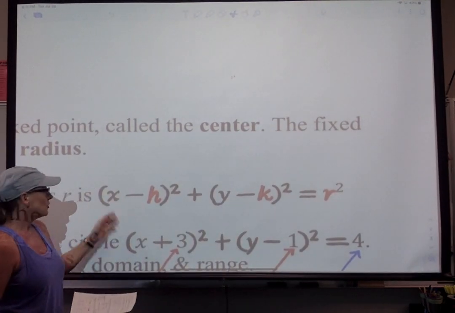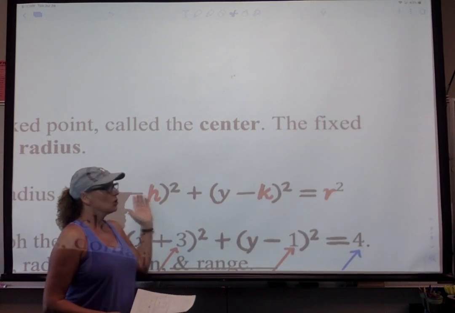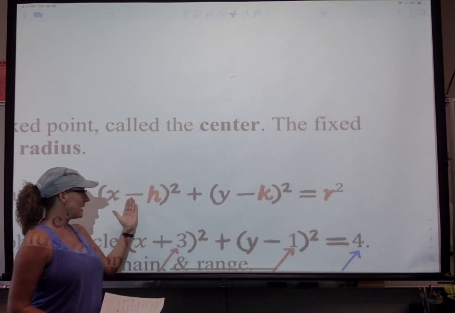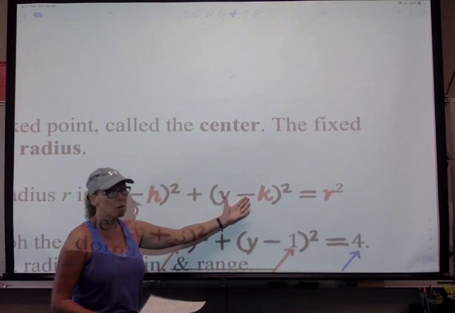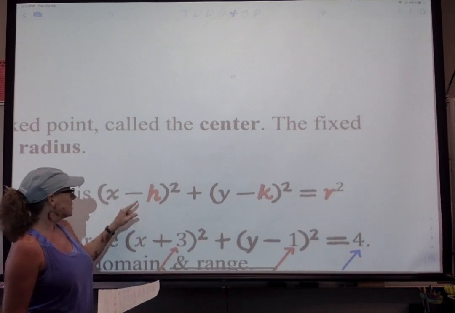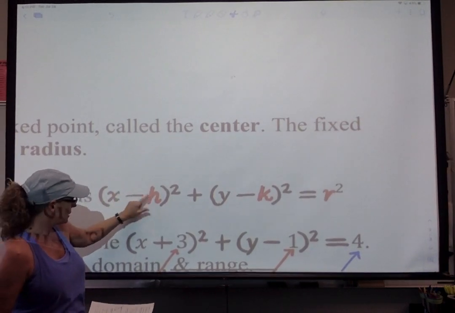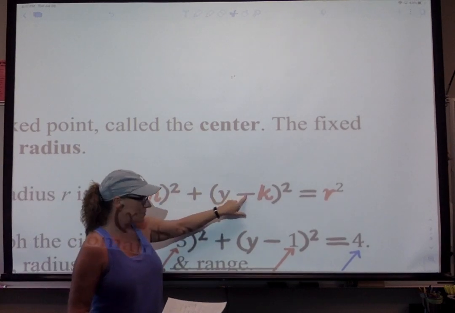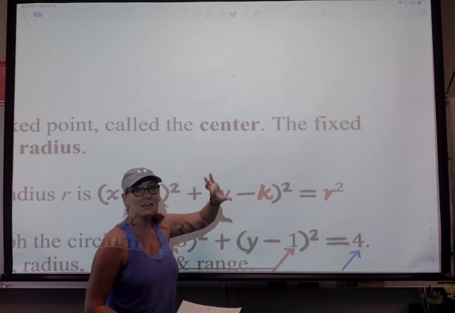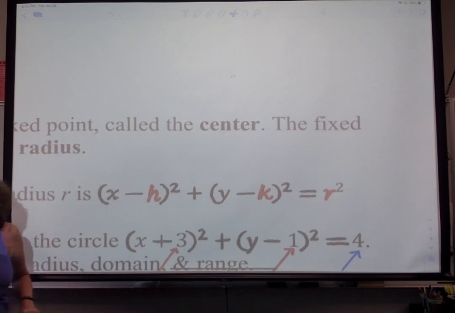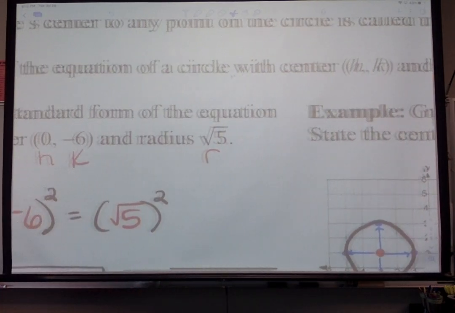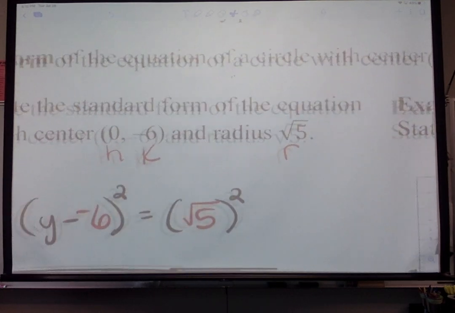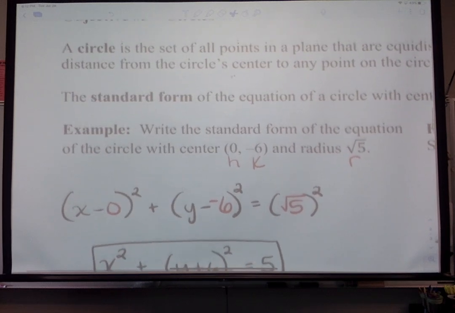Just keep in mind that your formula looks like this, and it's supposed to have a minus here and a minus here. If it does, then you can look at just this number. So check that that's a minus, grab the number that's behind it, check that that's a minus, grab the number behind it. That's your center, h comma k, and of course r is your radius.